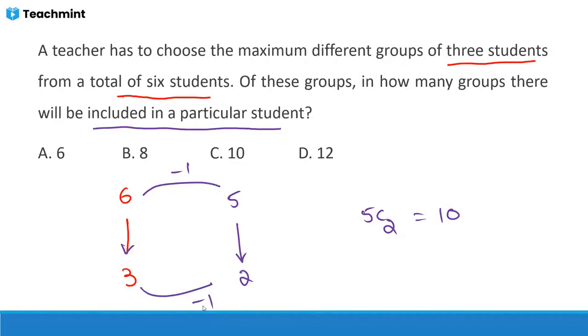Okay, out of 6 students, you are selecting 3. Suppose we can say A, B, C, D, E, F. It may be A, B, C, or it may be B, C, D. It may be C, D, E, or I'll write all those 10. Maybe you'll get better clarity with that. Let's say A, B, C, D, E, F. These are the 6, right?